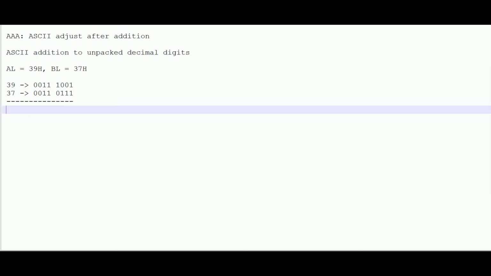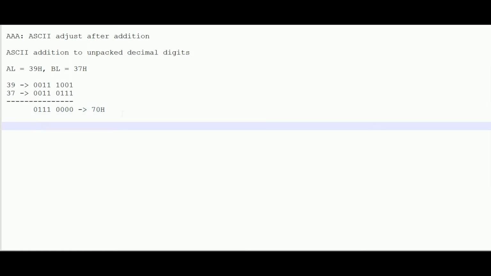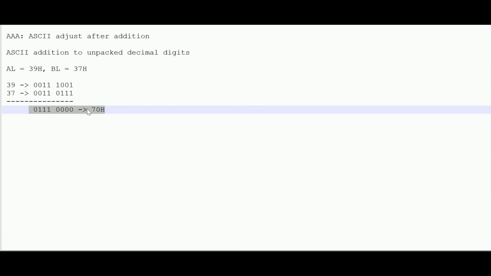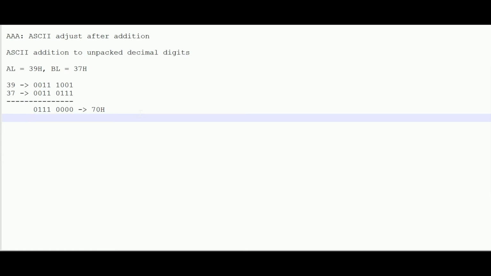So the final addition gives this format: 0111 0000. This is equivalent to 70H. Now, after this addition, that is ADD AL, BL, we find that the content stored in the AL register is 70H. If after this we execute the AAA instruction, what happens?